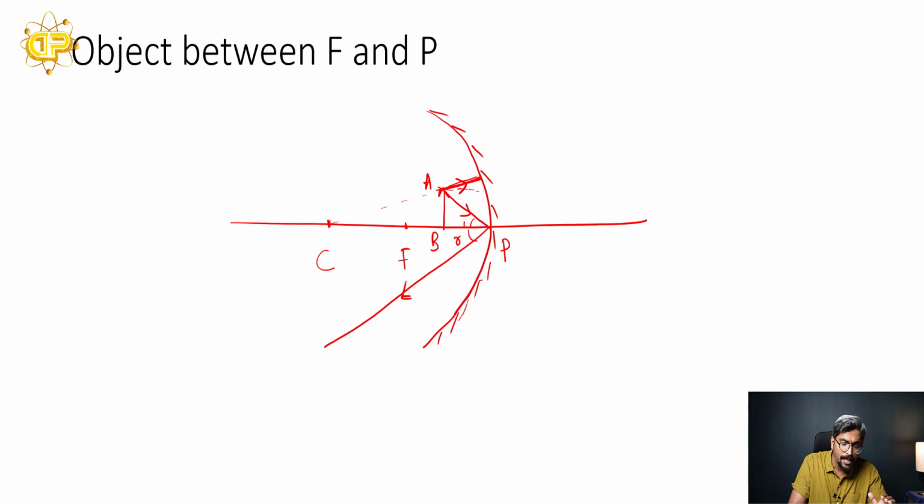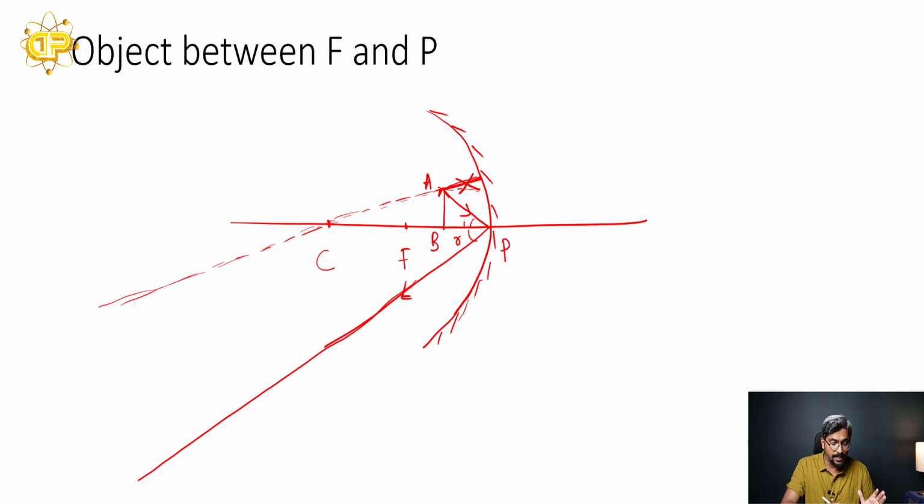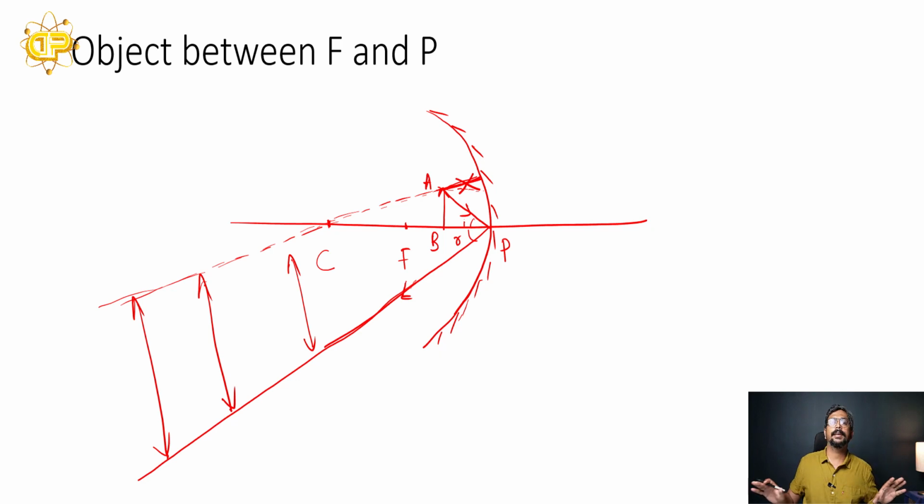Then using logic, it will rebound back and pass through the center of curvature. One ray is moving like this, another ray is moving like this. That is, they are deviating from each other. The distance between the two rays is increasing. So they will not meet in real. At any point, they will not meet in real. So there is a big issue.